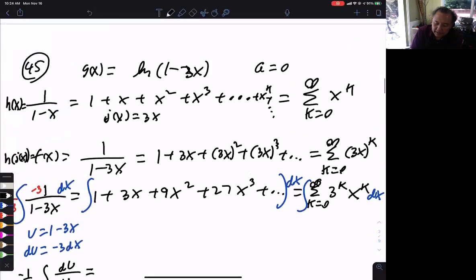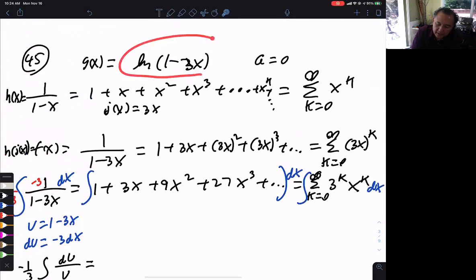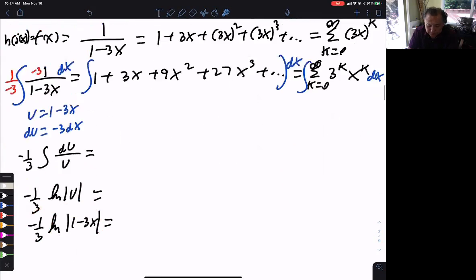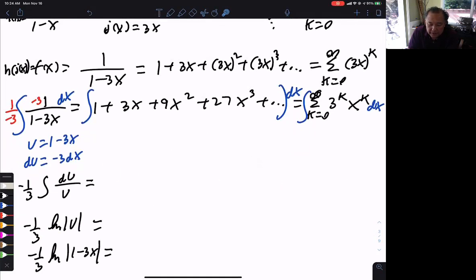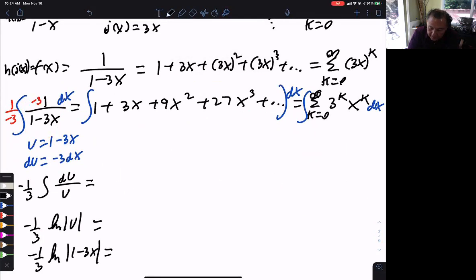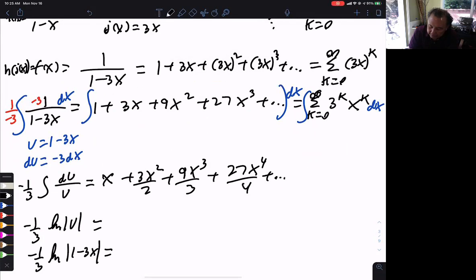And isn't that what we're trying to find? Kind of? Yeah, we're trying to find that. That one we'll have to deal with. So how do we do that? Well, we learned if you want to integrate a function, the Taylor series will be the integral of that Taylor series. So the antiderivative of 1 is x. The antiderivative of that is 3x squared over 2, and we just keep going. And there'll be 9x cubed over 3, 27x to the 4th over 4, dot, dot, dot, right?